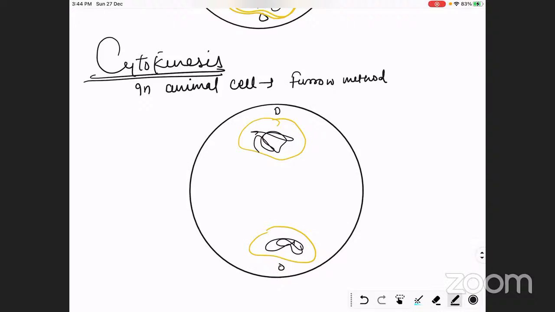The furrow looks like this. I am showing you a furrow. It will look like this. This furrow will move toward the center, toward the center. At the center, they will meet each other.